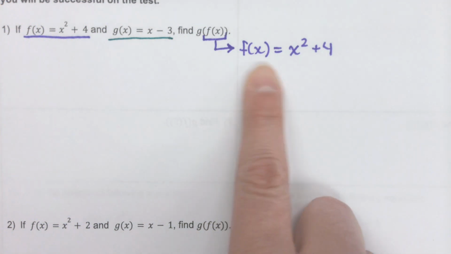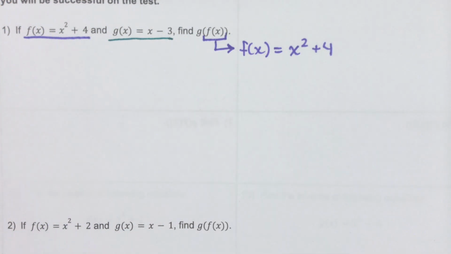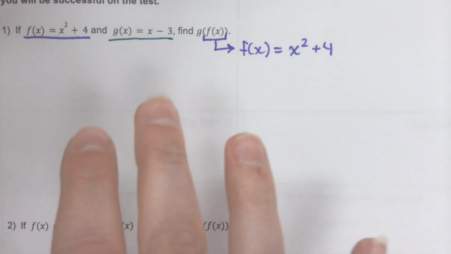Now, if there were a number to plug in, I would do that, but I don't have that. I just have x. So as far as the inside function, this is literally all I can do. Write out the equation and then go on with the outside function. So our outside function is g.